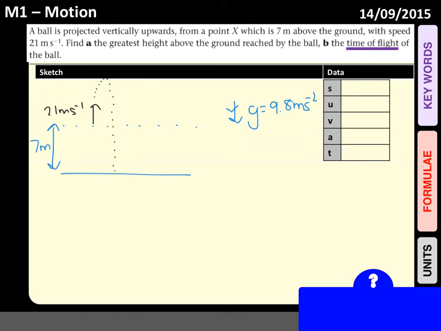Right, we're asked to find the greatest height above the ground and the time of flight of the ball. Before I can do that, my one final thing to add on is my positive direction, and I'm going to choose that to be upwards.